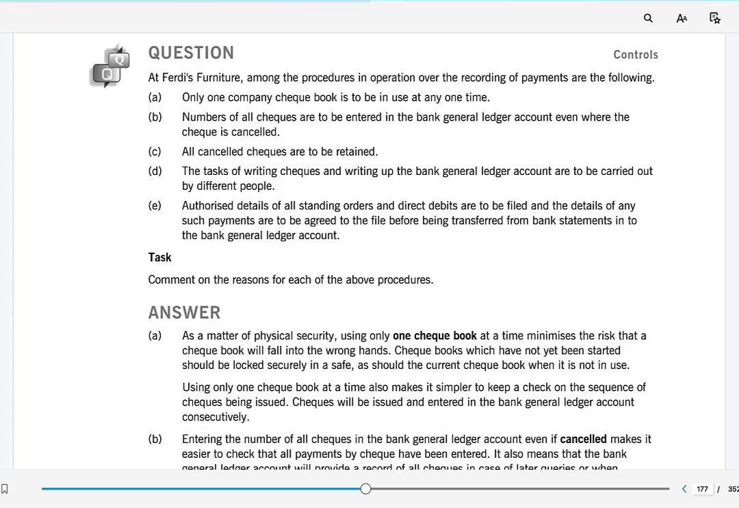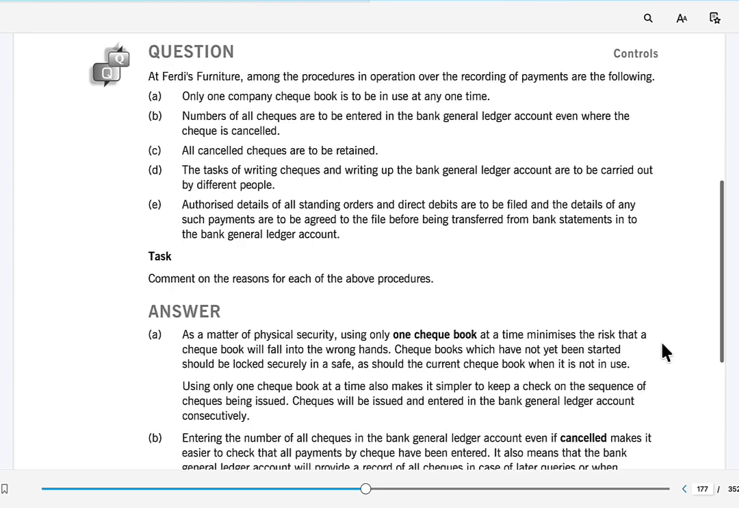Now the procedure says the business must keep a file of authorized standing orders and direct debits. When a payment shows on the bank statement, the accountant must check it matches the authorized file. Only then they record it into the bank general ledger account. So the question wants you to explain why this checking step is necessary before recording the payment, and what your final answer should look like in the exam.